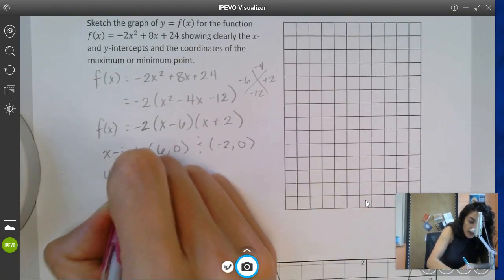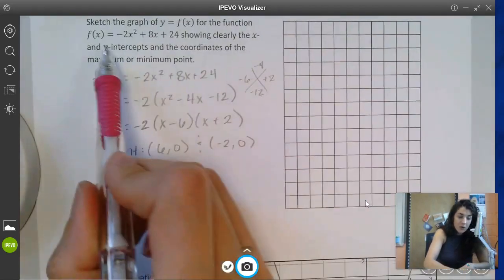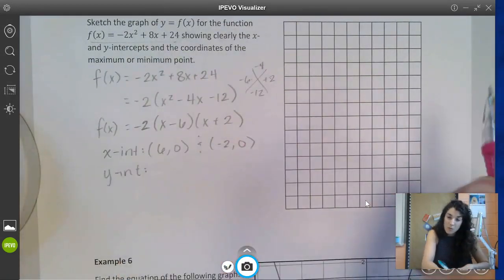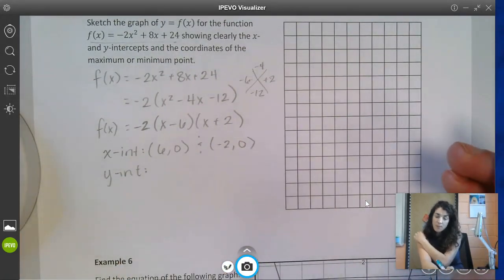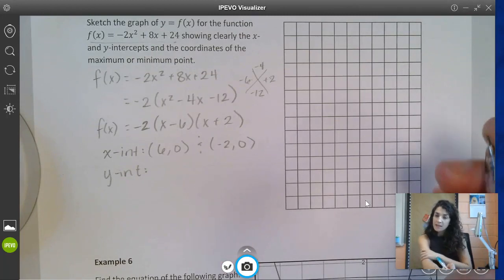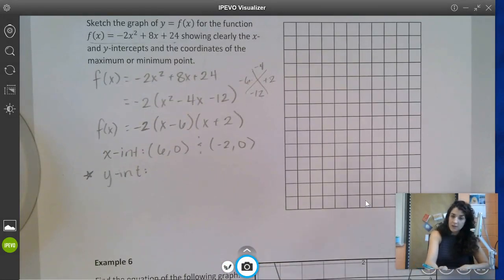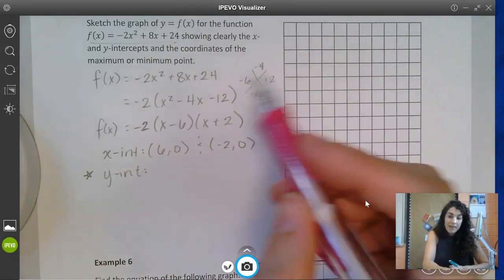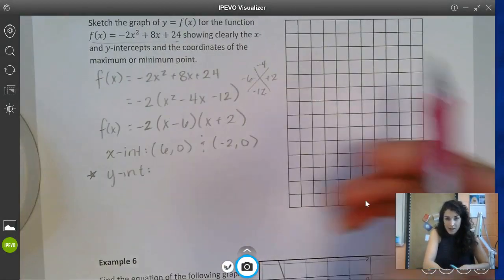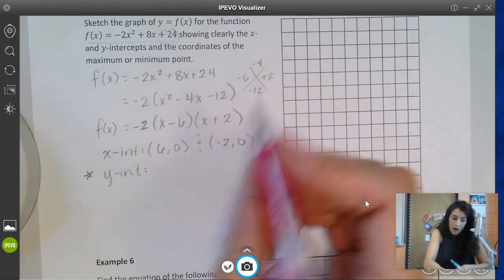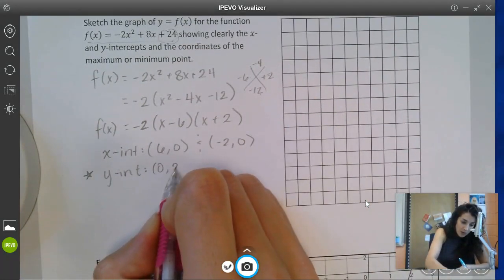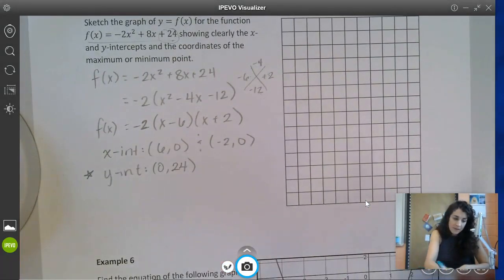Your y-intercept, remember, is when x is 0, and it's pretty easy to spot from here. If you remember back from our 9.1 lesson, it was really easy to spot. So go ahead and see if you can tell me what your y-intercept is. Remember that C is your y-intercept, right? So 24 is your y-intercept. So your y-intercept is (0, 24).